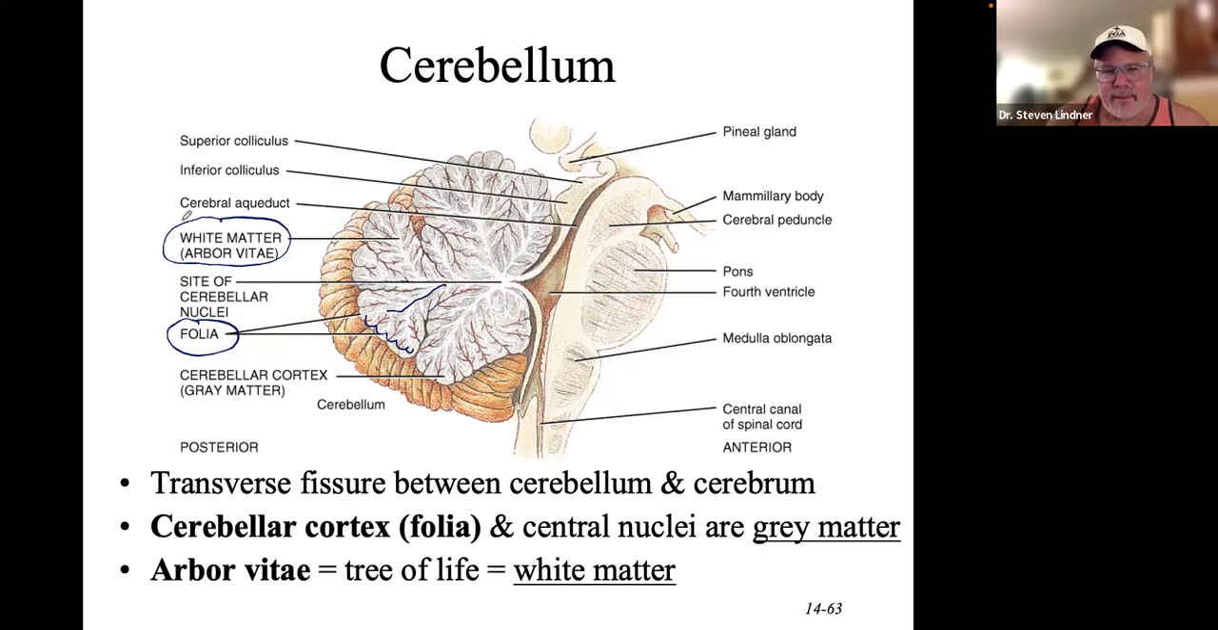Okay. And arbor, just think about what happens on Arbor Day. Arbor vitae literally means the tree of life, the tree of life.